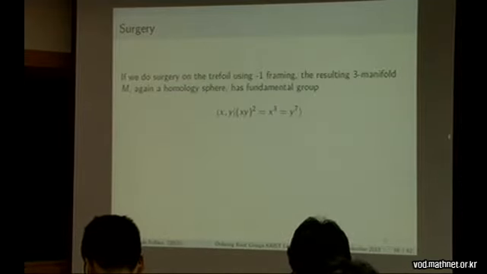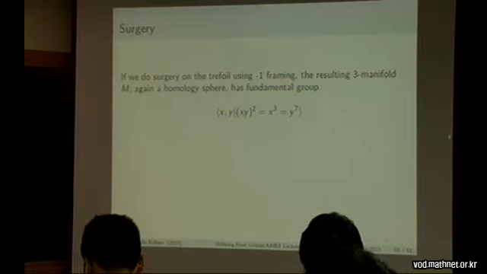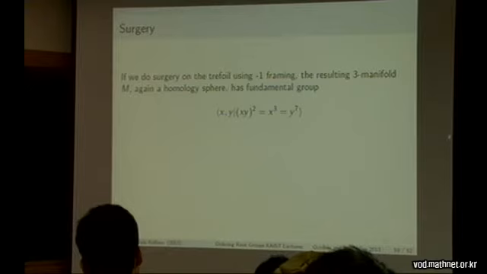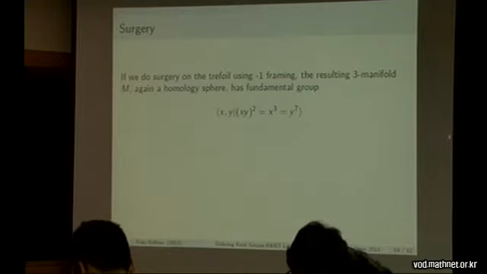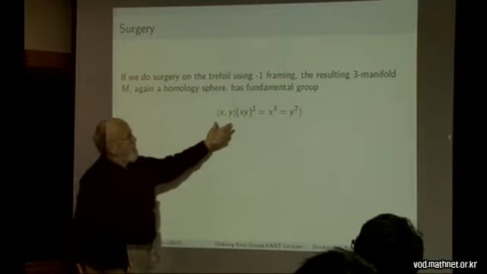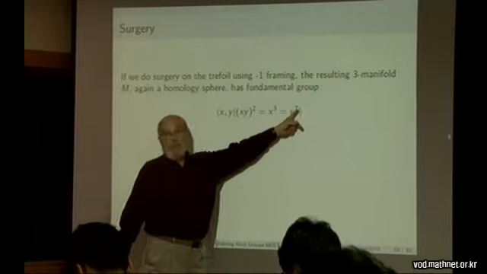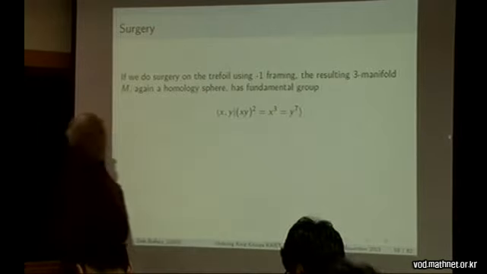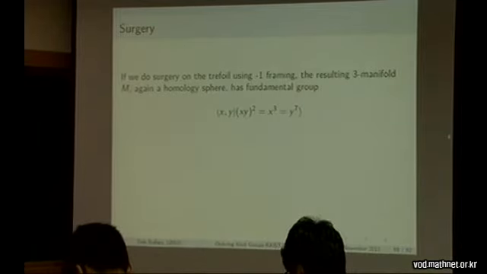Now let's look at the trefoil, and instead of doing +1 framing, let's do -1 framing. If you compute the fundamental group of the resulting 3-manifold, again you get a homology sphere, and the fundamental group is almost identical except the 5 turns into a 7. For those in the know, this is also a Brieskorn manifold, 2-3-7.